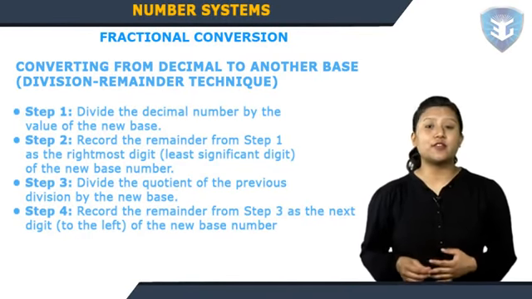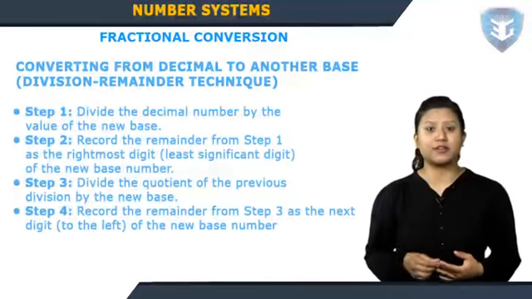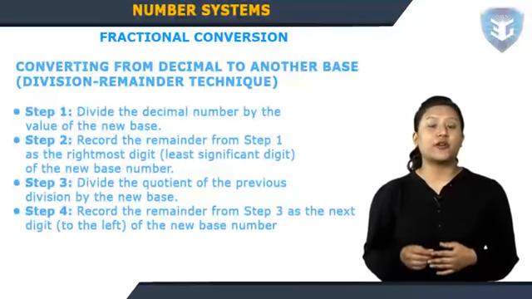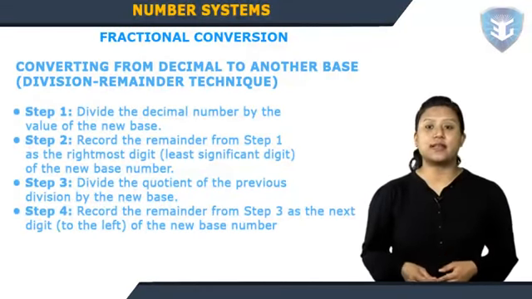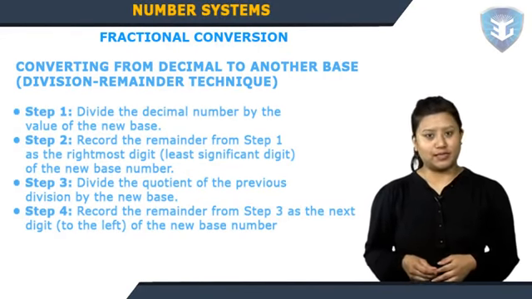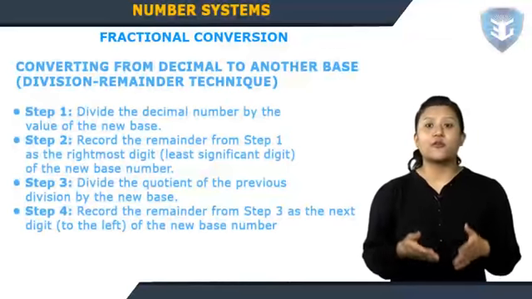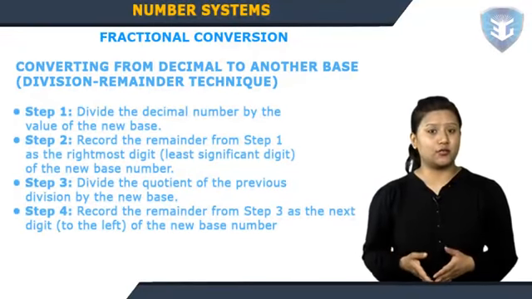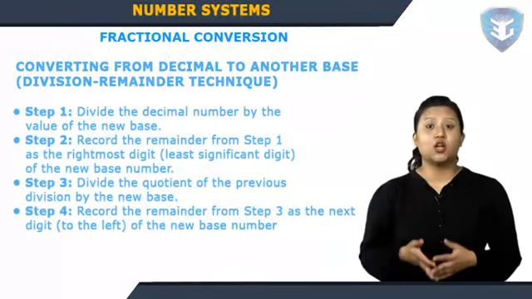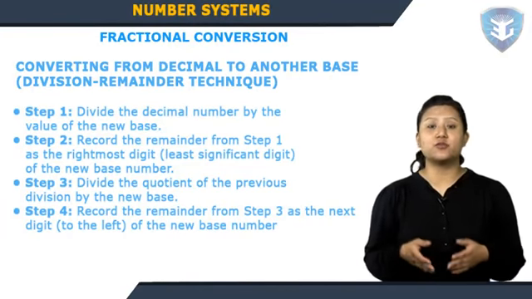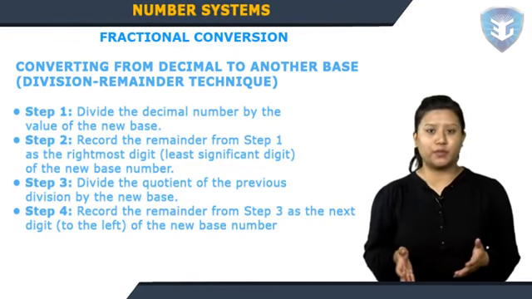Step 3, divide the quotient of the previous division by the new base. Step 4, record the remainder from step 3 as the next digit to the left of the new base number. Repeat steps 3 and 4, recording remainders from right to left until the quotient becomes 0 in step 3. Note that the last remainder obtained will be the most significant digit of the new base number.